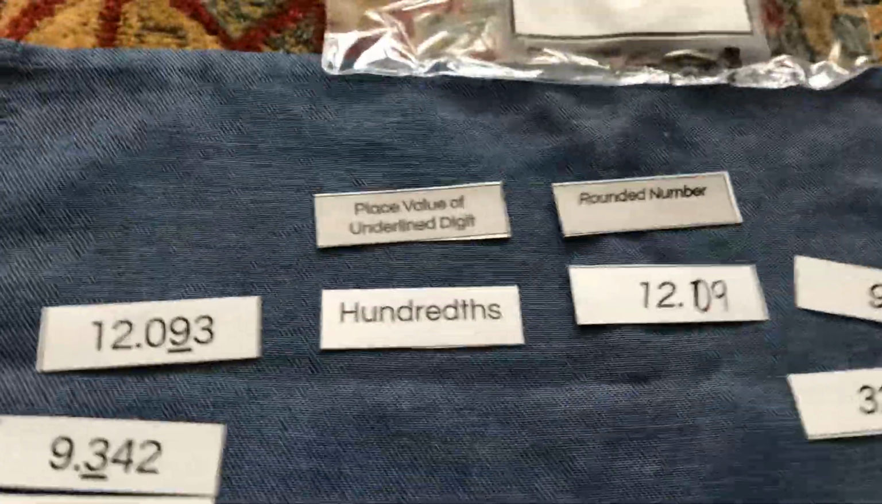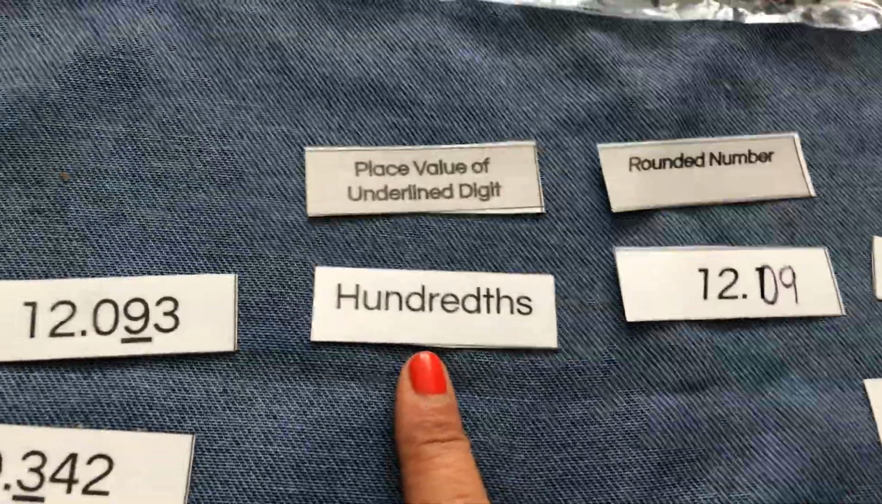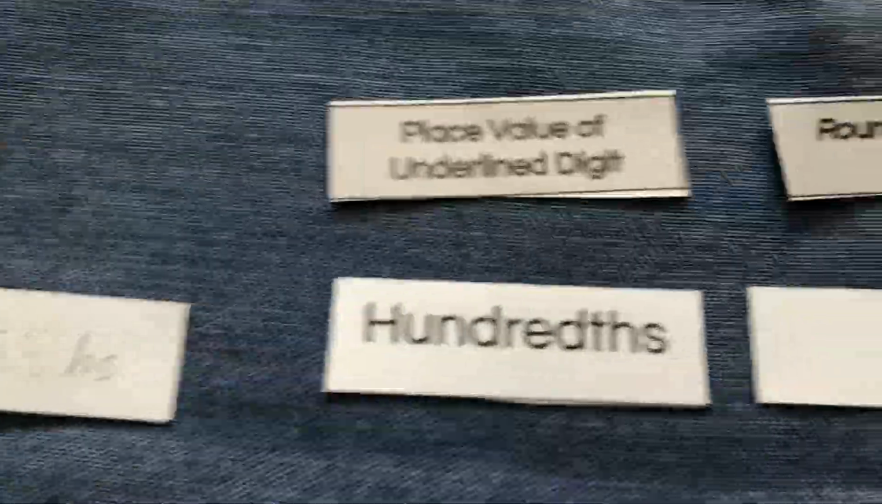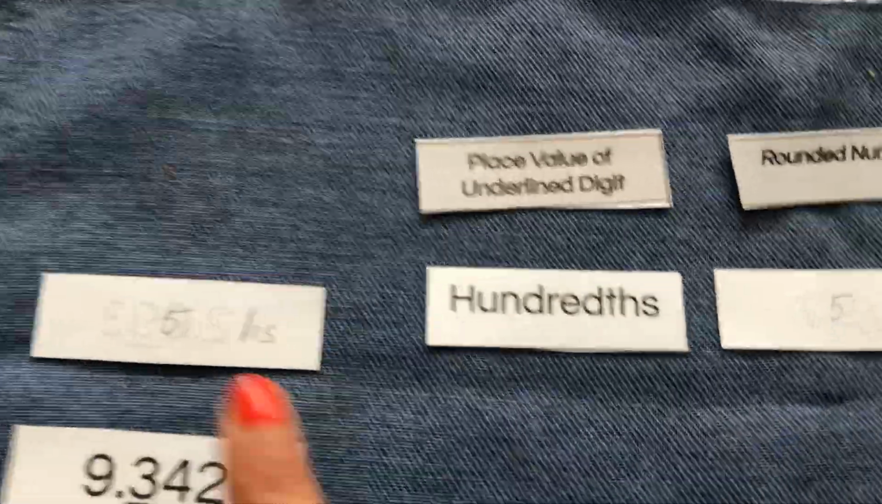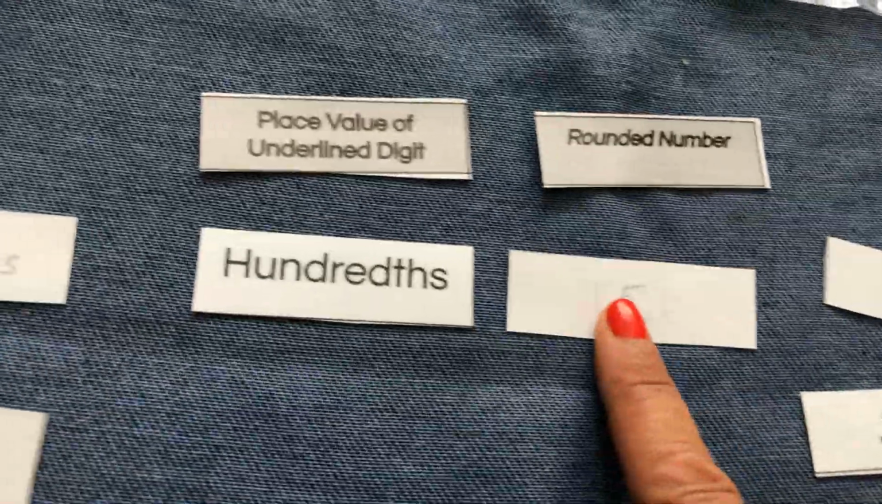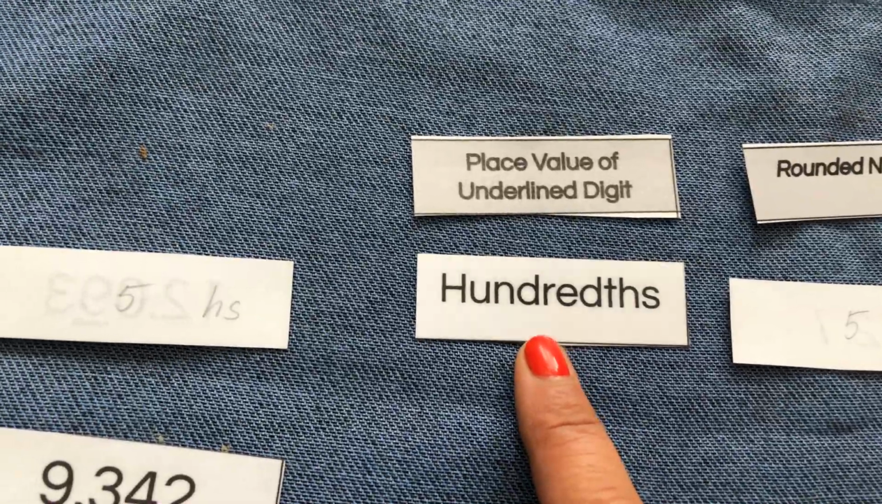So then I look at my cards to find 12 and 9 hundredths, and there it is, 12 and 9 hundredths. And to check your work, you don't have to flip over the place value card, but you can flip over the original decimal number and the rounded number. And if you look, they match. So this says 5, and this is 5, and then the hundredths place is written here. So you know your place value is correct, okay?